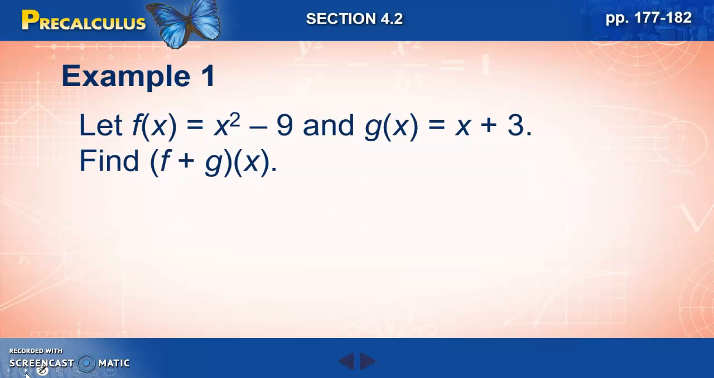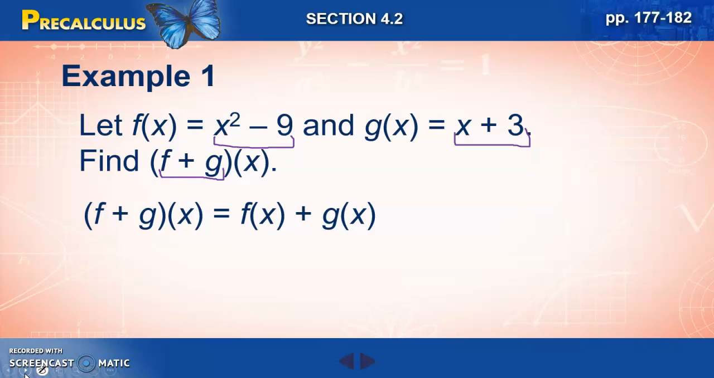Let's do some practice here. We have f of x equals x squared minus 9, and g of x equals x plus 3. Let's add these two functions. F plus g of x. So we are going to actually add these two functions first. Let's see what that looks like.